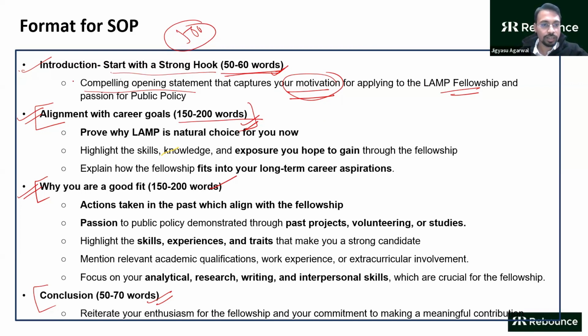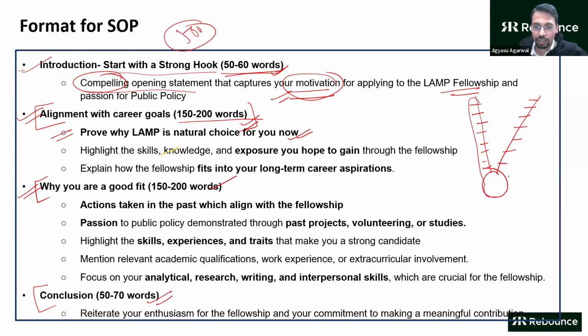So an opening statement should be very compelling, talking about your motivation, then alignment with your career goals. Finally, in this, you should prove why LAMP is a natural choice for you. So you have to talk about all your experiences in a manner that they finally narrow down to this LAMP fellowship. Everything should connect in a manner. It should be a story. At the end of the day, it's the story which sells in the market and not the facts. So do not make something which is a substitute for your resume. Everything should finally connect and narrow down to the LAMP fellowship, that okay, this is the solution for everything which I want in my life.